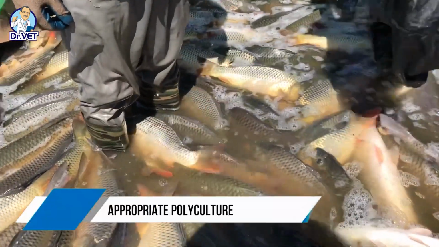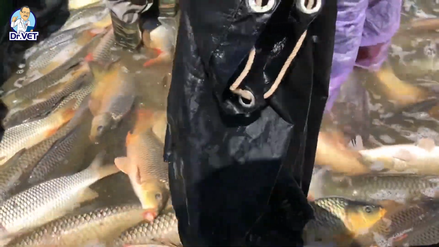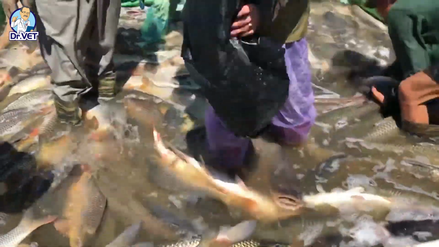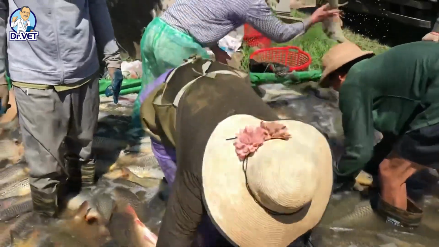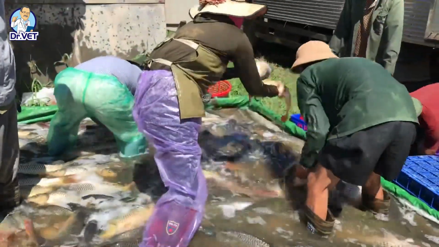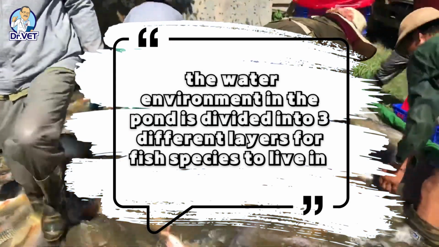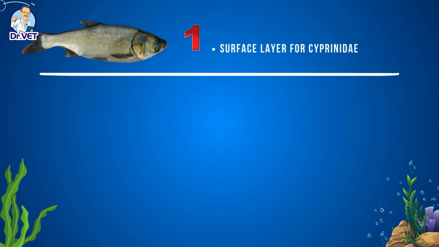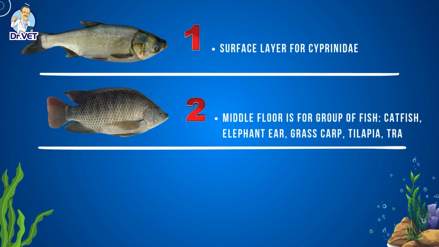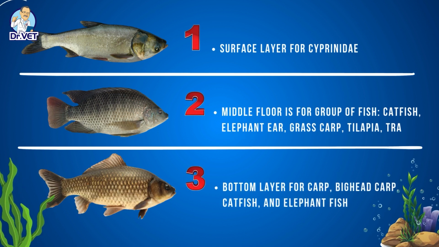4. Appropriate polyculture. Polyculture of many types of fish at an appropriate ratio is more effective than raising only one type. Polyculture allows taking advantage of natural food sources in the pond, because the water environment in the pond is divided into 3 different layers for fish species to live in. Surface layer for Cyprinidae; middle layer for the group of fish such as catfish, elephant ear, grass carp, tilapia, tre. Bottom layer for carp, bighead carp, catfish, and elephant fish.